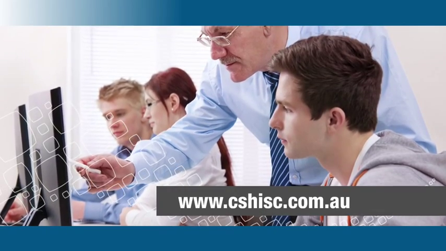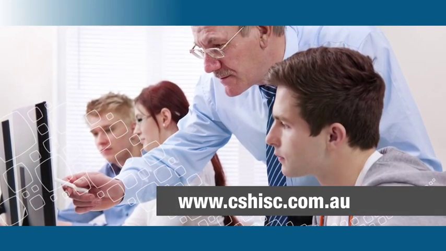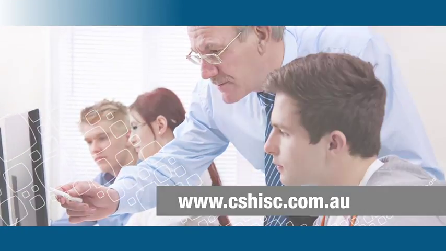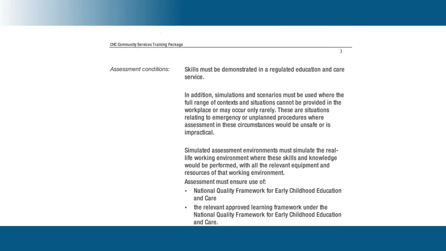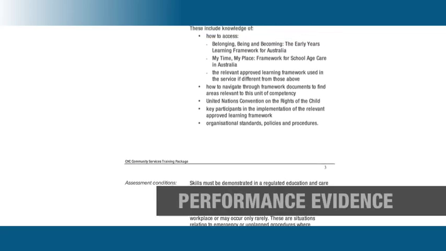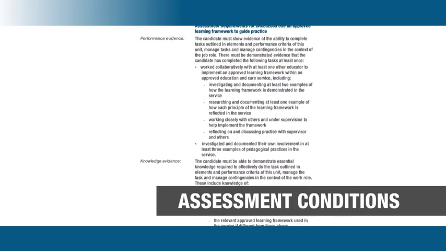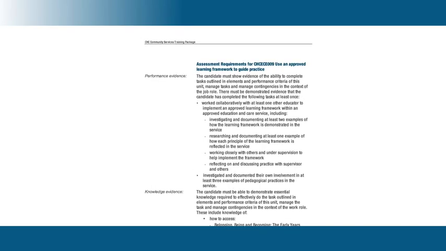Don't forget to follow and make use of the link to the companion volumes on the CS&HISC website for help. Now, looking at the assessment requirements, you will notice three main headings: performance evidence, knowledge evidence, and assessment conditions. Let's take them one at a time.